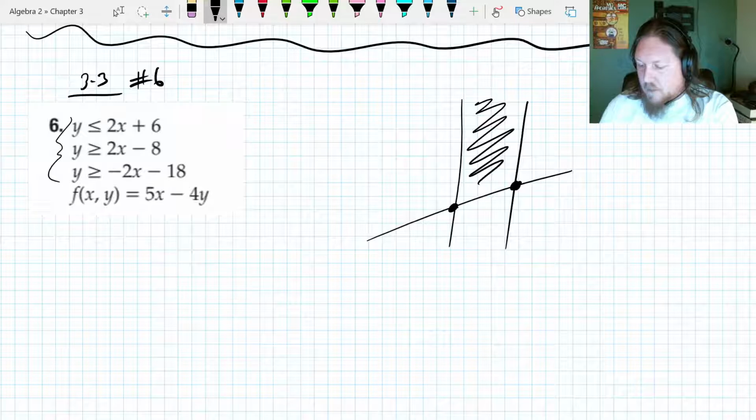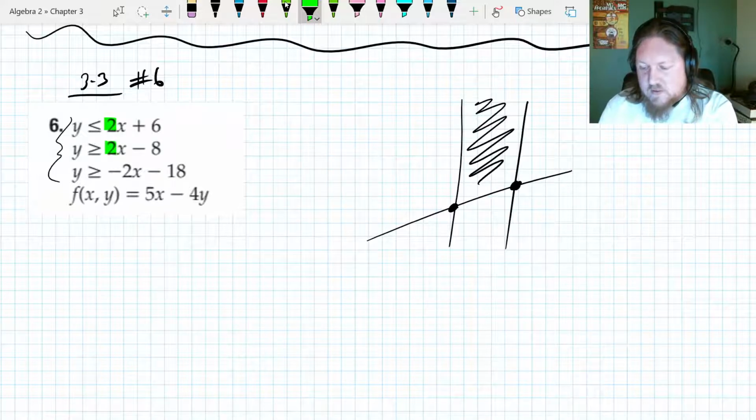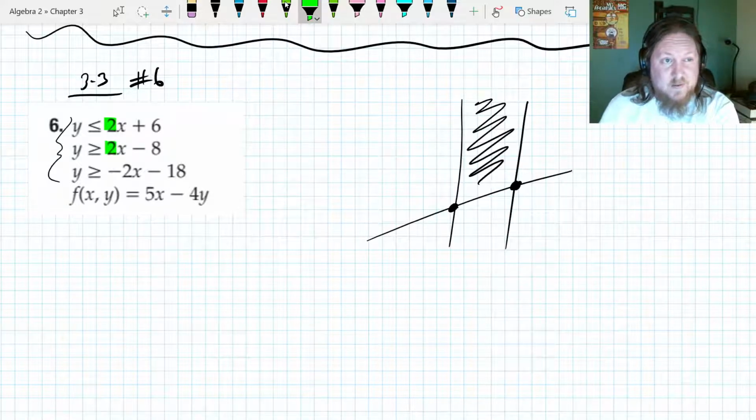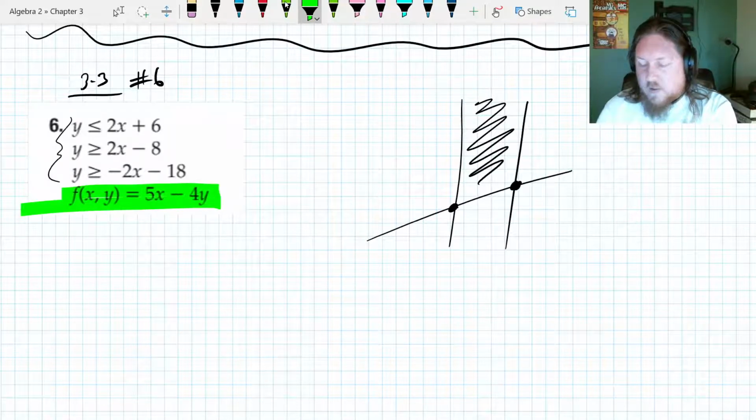Right now, I'm thinking it might be unbounded, just because I'm looking at the slopes of these two lines here, and they look to be parallel to each other, which is a pretty good indicator that it's going to be an unbounded situation. Once we find these vertices, we're going to plug them into the function to see if there's a minimum or maximum.